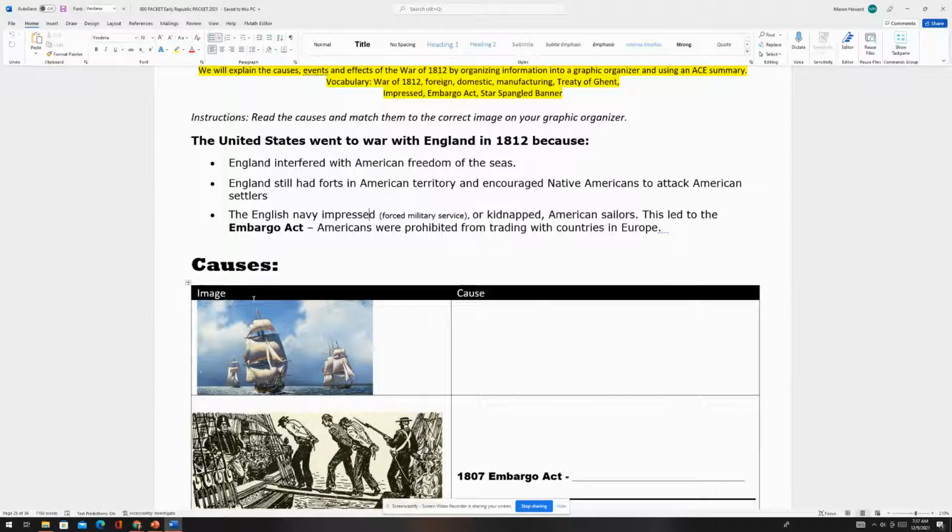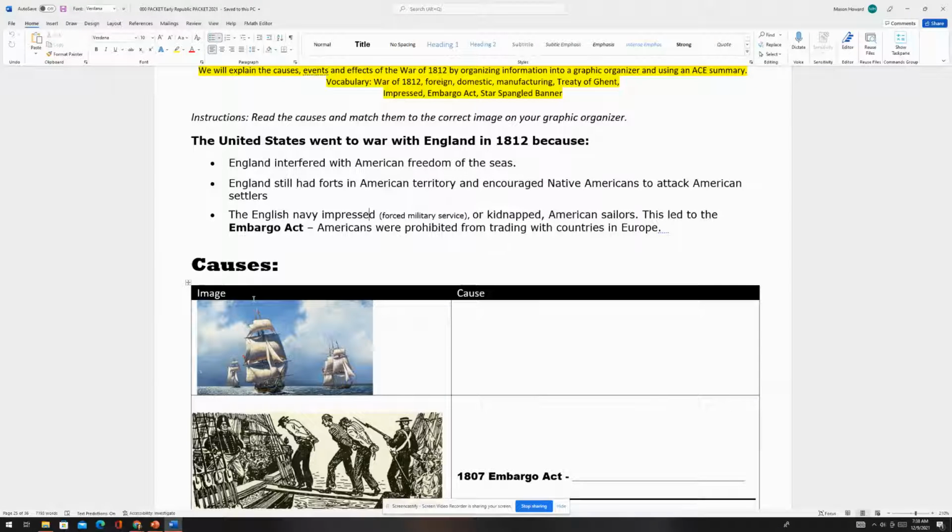A trick to remember what the Embargo Act means is: embargo means no cargo. I'm going to say it again. You're going to repeat it. Embargo means no cargo. Go. Okay, so Americans were prohibited, not allowed, to trade with other countries in Europe because we needed to save our sailors. So we just stopped trading. The only way to protect them is to keep them out of the ocean.